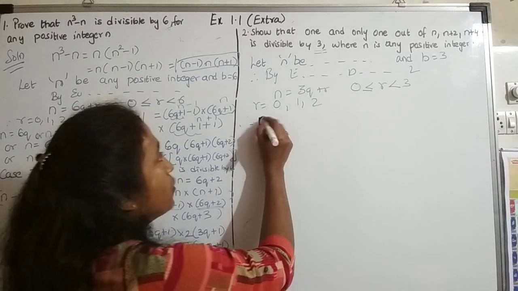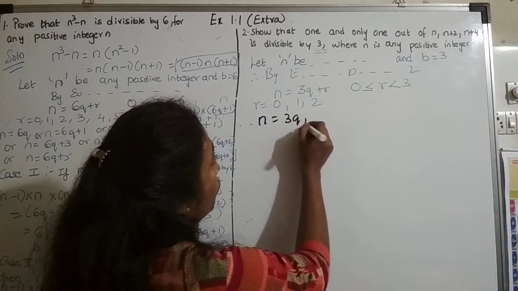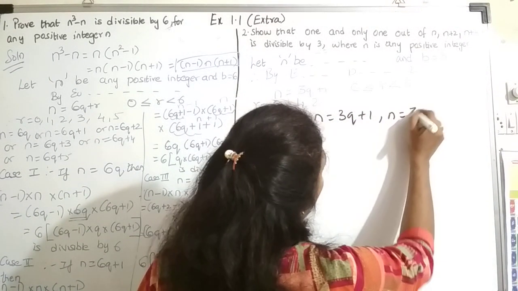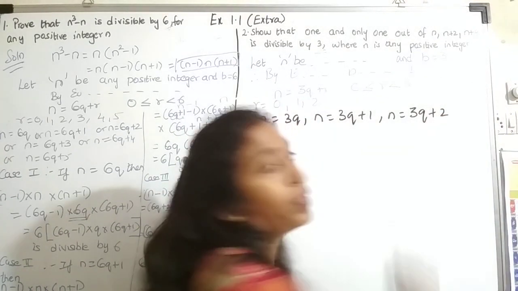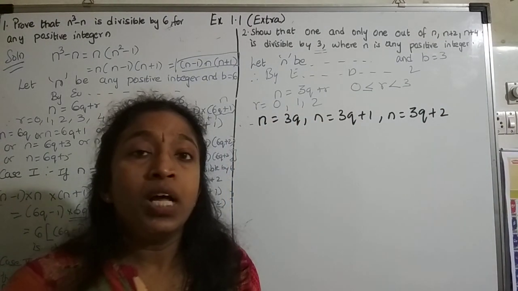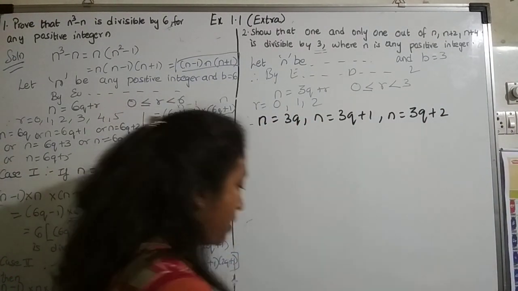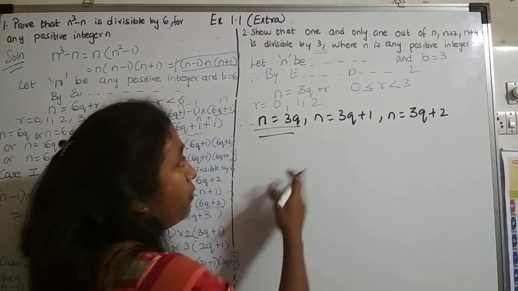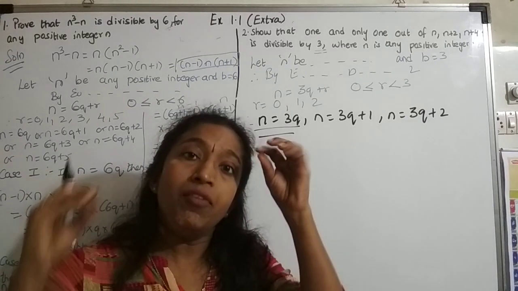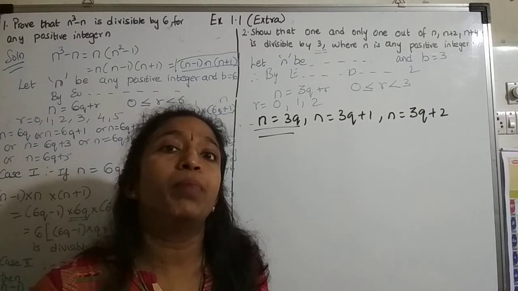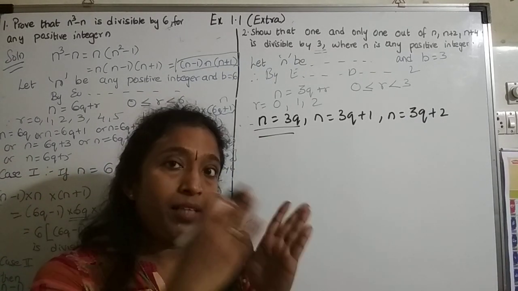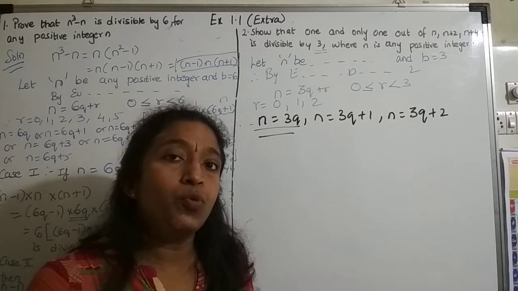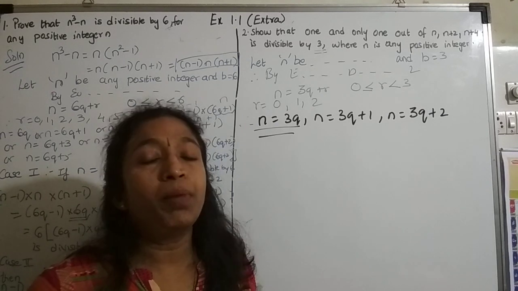Therefore, what are the possible values of n? n will be equal to 3q, n will be equal to 3q plus 1, and n will be equal to 3q plus 2. Now, what are we going to prove? That there are 3 possible cases, and in these 3 cases, one and only one case you will find that the number is divisible by 3.